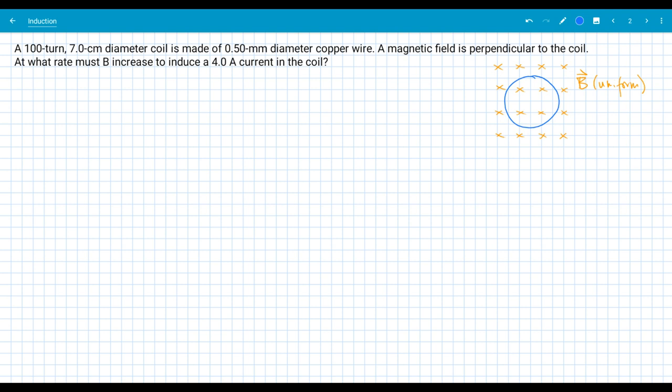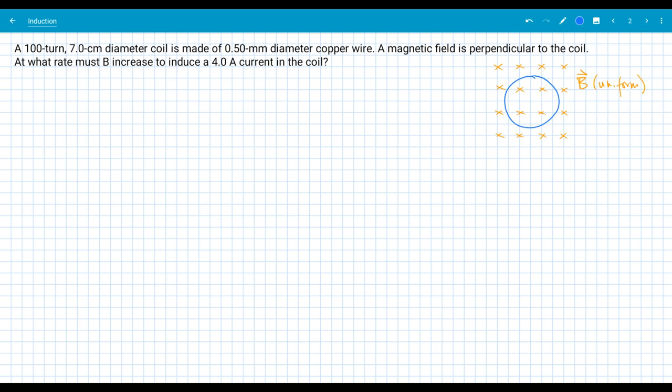There is a magnetic field that's perpendicular to the coil. At what rate must that field increase if we want to induce a 4 amp current in the coil? So it's quite a bit of current. I've drawn a little bit of a diagram over here to the right, just reminding us that we have this really nice normal relationship here. We're looking at the coil from the side, right? And the coil itself is normal to B. B is, if you look at the notation, going into the page here and is uniform.